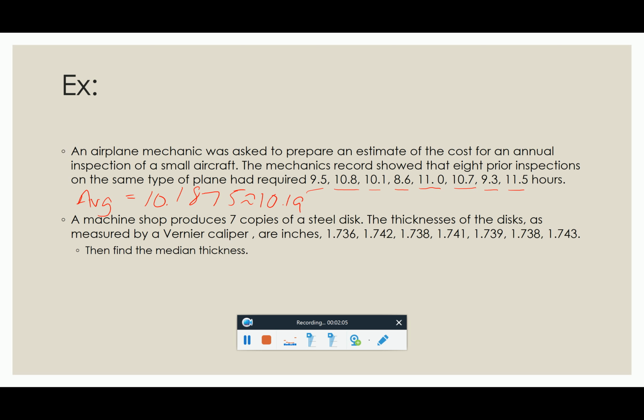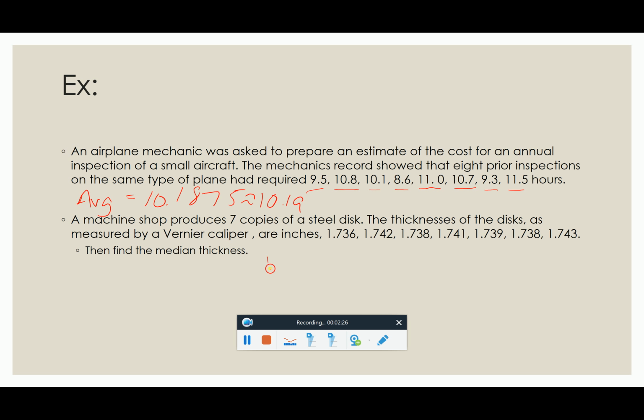All right, so the next one, a machine shop produces 7 copies of a steel disc. The thickness of the discs, as measured by a vernier caliper, are, in inches, 1.736, 1.742, 1.738, 1.741, 1.739, 1.738, and 1.743. And they want you to find the median. So that means you have to put these numbers from least to greatest.